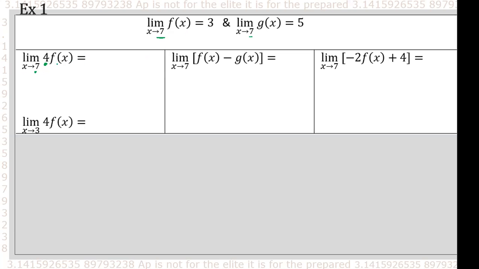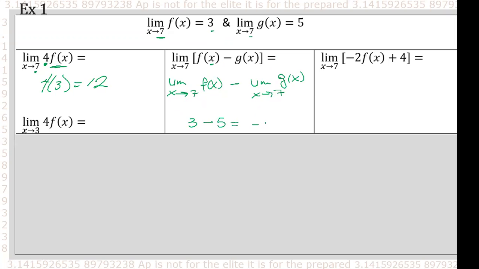So we can go ahead and evaluate. So the limit of f of x is 3, so 4 times 3 will be our answer, which gives me 12. If we are subtracting 2 of these, we can actually evaluate the limit as it approaches 7 on each one individually and then subtract them. Okay, so as x approaches 7 on f of x, that is 3 minus whatever the limit is as we approach 7 on g, which is 5. So that will give me a -2.